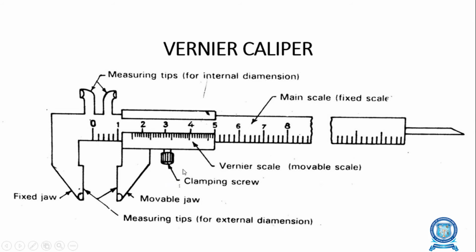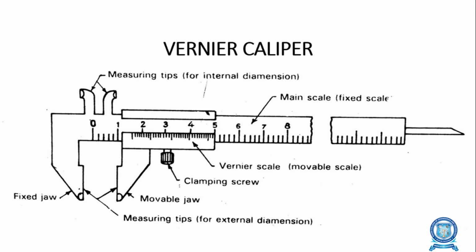And there's a clamping screw. And there's a vernier scale which is movable over the caliper. Okay, these are the different parts found on the vernier caliper.